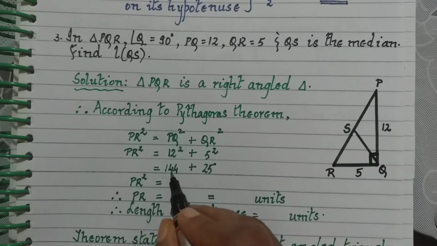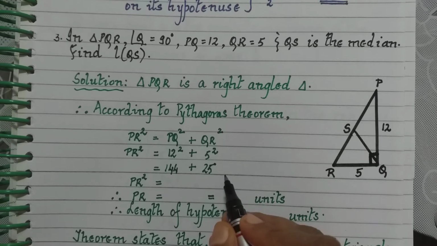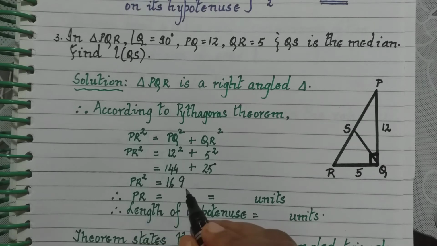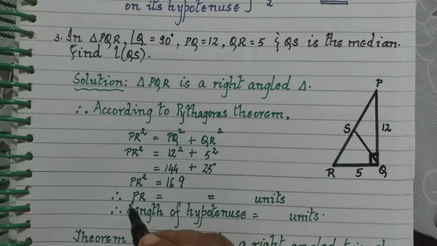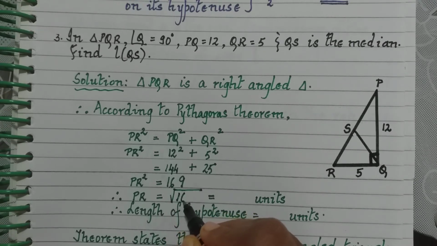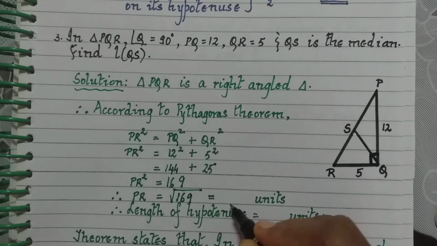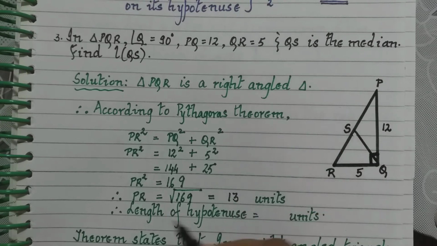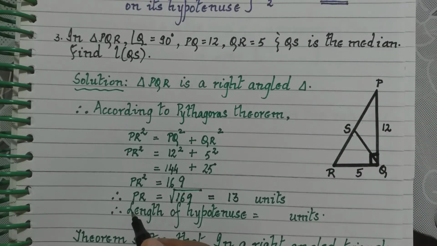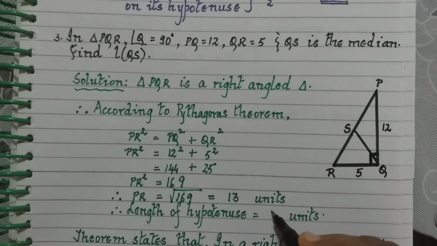So what will be PR square? By adding both of these, it becomes 169. PR square is equal to 169. Therefore, PR will be square root of 169. Now, square root of 169 is nothing but 13. Therefore, PR is equal to 13 units. What is PR actually? It is the hypotenuse. Therefore, length of the hypotenuse is equal to 13 units.